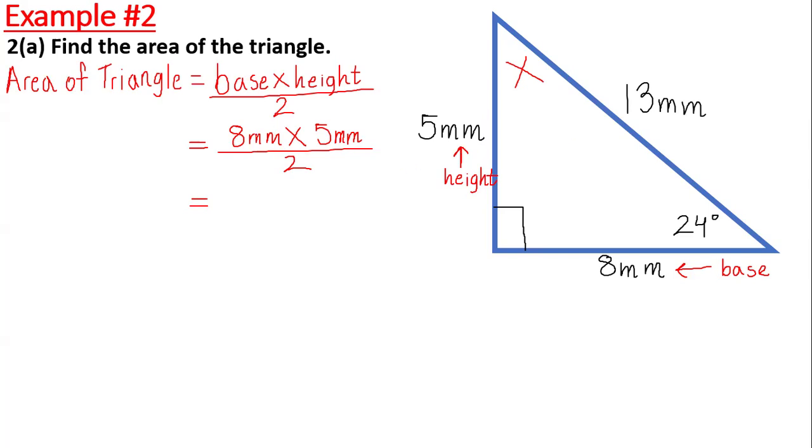Okay. So we have 8 times 5, which is going to be what? 40, millimeters squared. Excuse me, if it can divide again, can we divide twice? No, just divide once. So 40 millimeters squared all over 2. And 40 divided by 2 is 20.